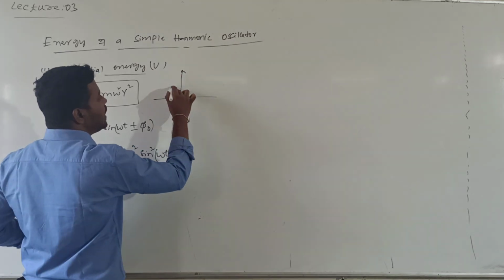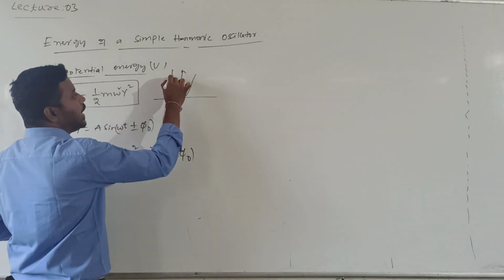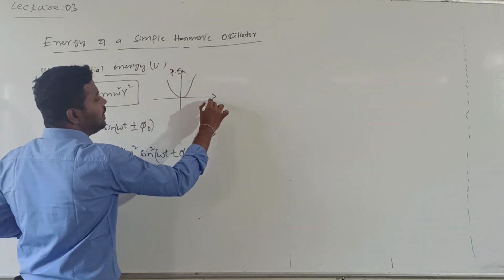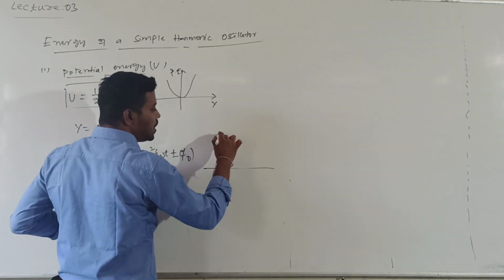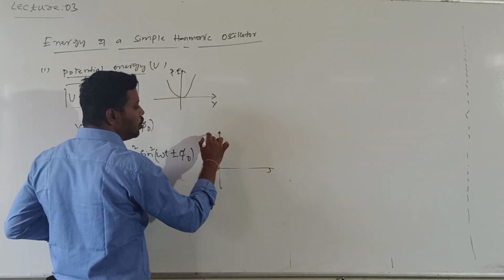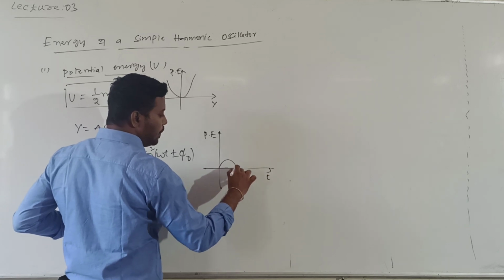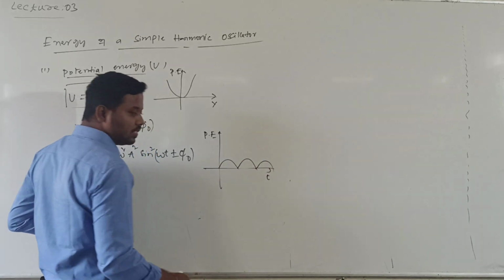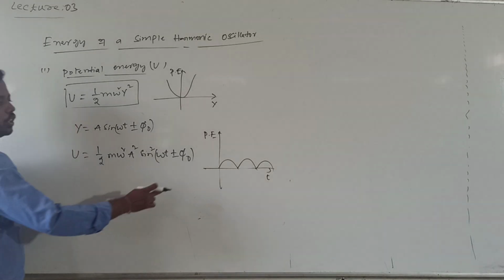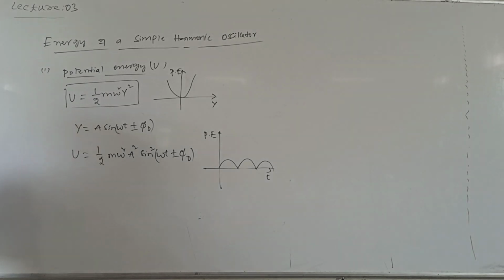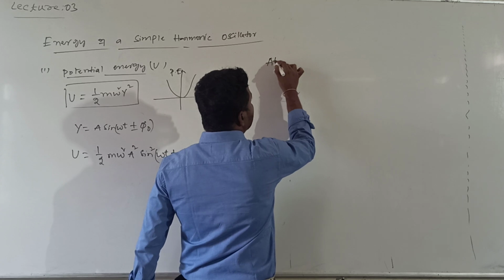How does this potential energy vary with the displacement? This is the variation of potential energy with y. Similarly, from this, the variation of potential energy with time, with omega t, the graph will be like this, a sine graph only. So at the mean position and at the extreme position, how it is going to change according to this equation.